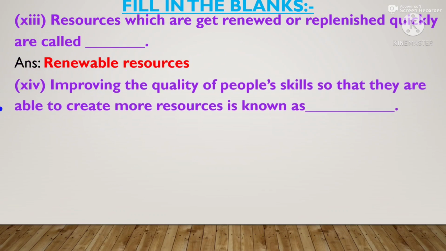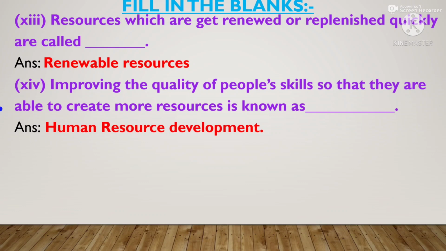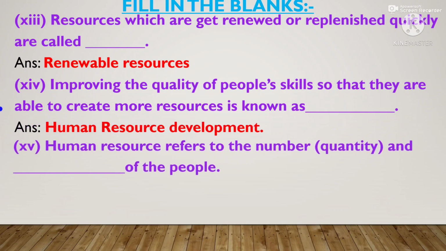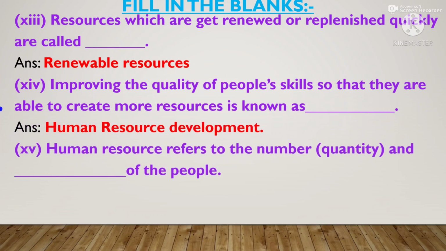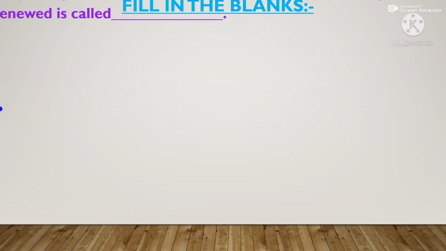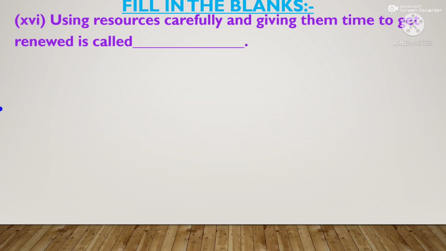Next is improving the quality of people's skills so that they are able to create more resources is known as, yes, students, human resource development. Next, human resource refers to a number, that means quantity, and ability of the people. Yes, students, mental and physical abilities. Okay. Next, using resources carefully and giving them time to get renewed is called, yes, students, resource conservation.